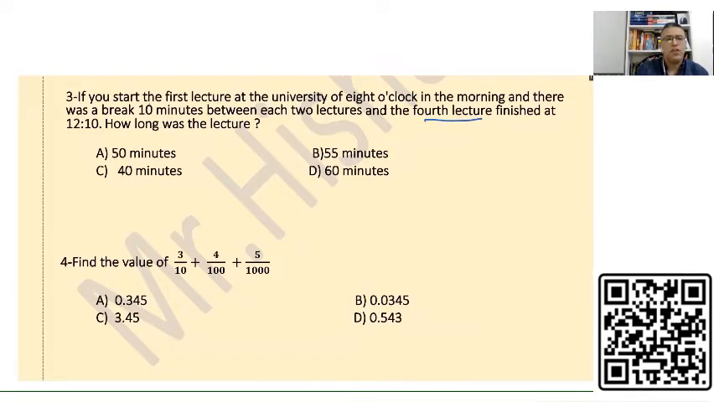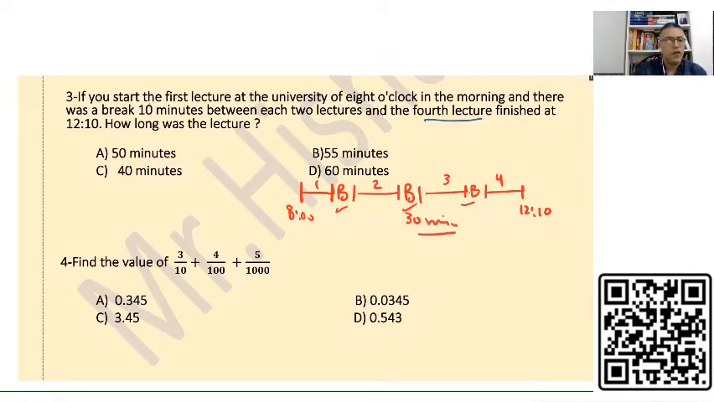Question number 3. If you start the first lecture at the university at 8 o'clock in the morning, and there was a 10 minute break between each two consecutive lectures, and the fourth lecture finished at 12:10. So I start the first lecture, then I take a 10 minute break, I start the second lecture, take a 10 minute break, I start the third lecture, and take a 10 minute break, then I start the fourth, then I leave at 12:10. So I have 3 breaks, 30 minutes, each one is 10. So 12:10 minus 30 minutes is equal to 11:40.